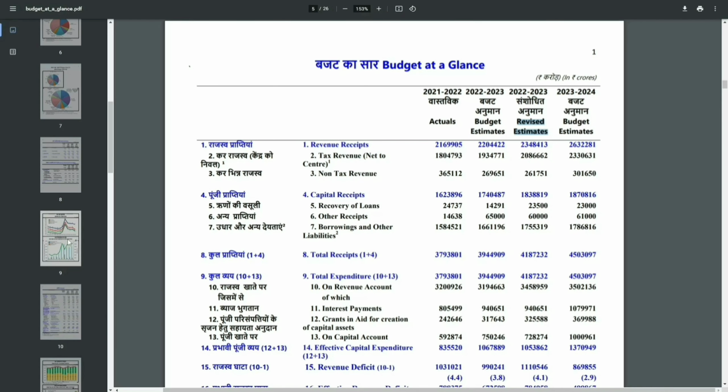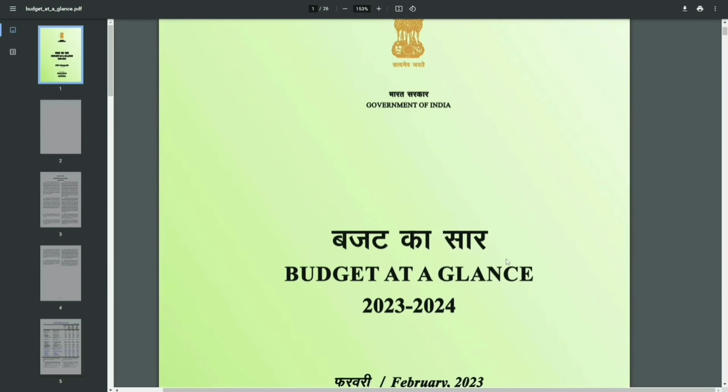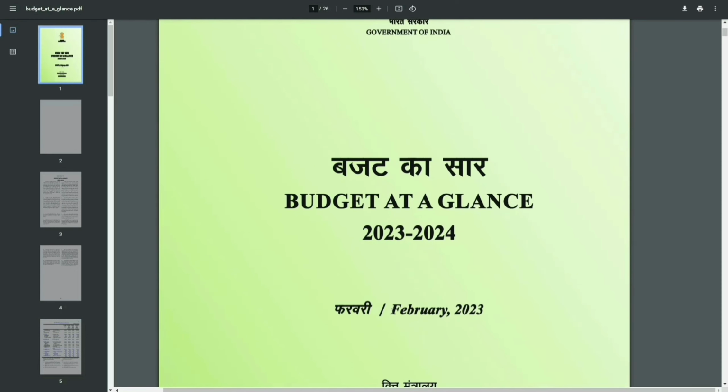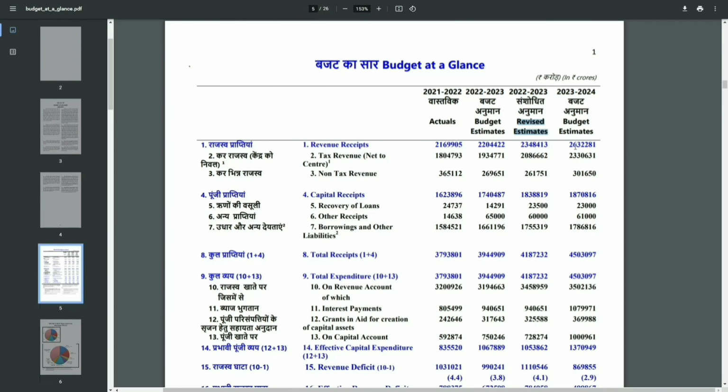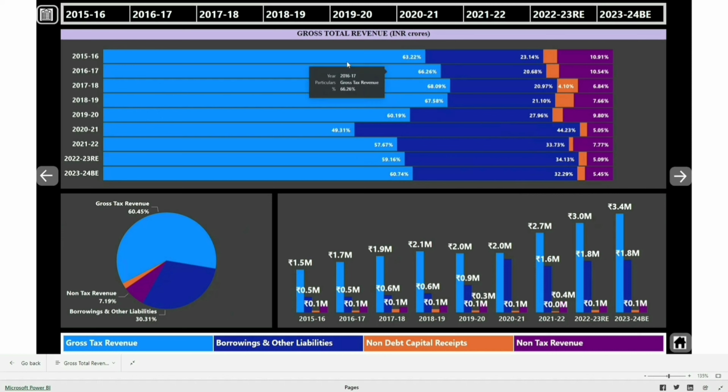One more thing we need to understand is that this is the budget for 23-24, but it was introduced in the month of February, and the financial year for 23-24 will start from March 23, right? So the numbers we can see here are estimates. Similarly, last year's budget was also estimates, which now have been revised, and the earlier numbers are actuals. In this report, you can see that as well. From 2015-16 till 21-22, the numbers are actuals, and this is revised estimates, whereas the present year is budget estimate.